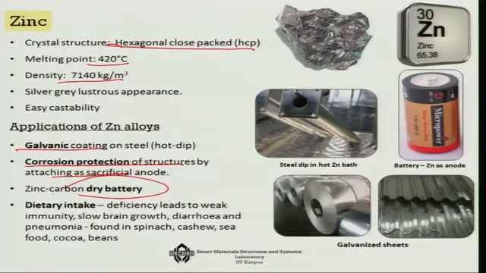Application of zinc is mostly in terms of corrosion resistance, like galvanic coating, corrosion protection of structures, and also in batteries. And you must be knowing that in our body also we need it up to a very small percentage, trace almost, but it is needed to have good immunity, brain growth, to prevent diarrhea, pneumonia and all sorts of such problems. So, that is why zinc to a very small trace amount is generally needed in our body also. So, that is the basic zinc.